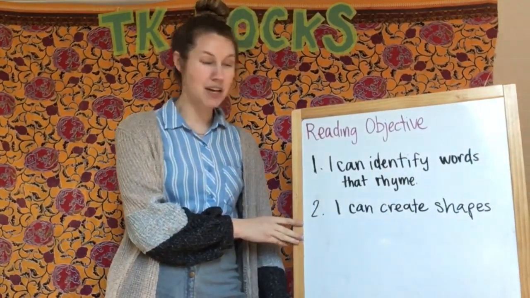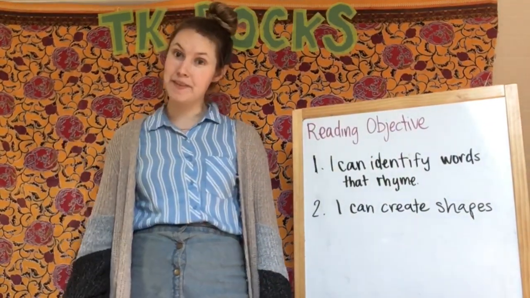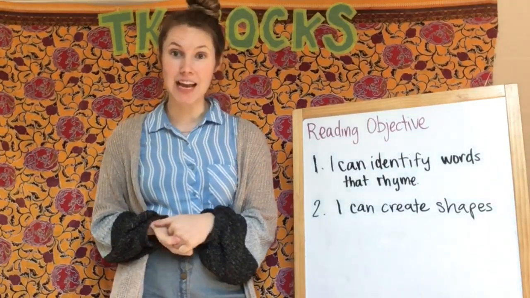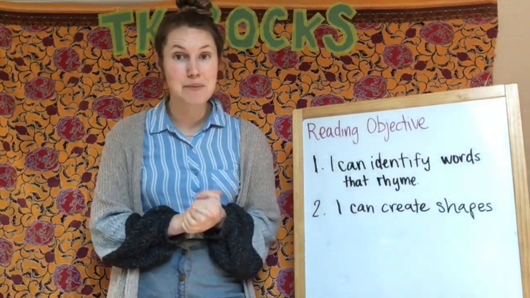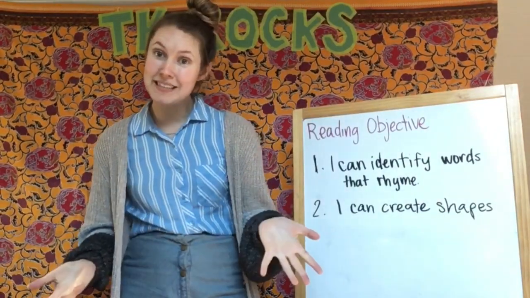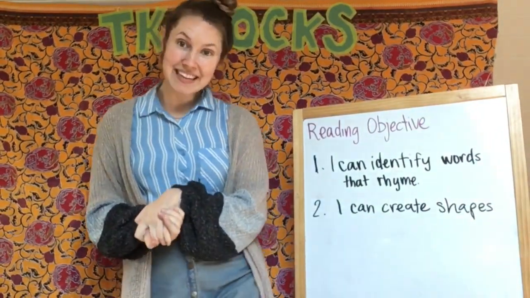Our second objective is I can create shapes. So for this, we're going to be seeing some different shapes. We're going to be tracing them and then trying to make them on our own. So let's see what words we see that rhyme and what shapes we can create. We're going to go to the screen and get started.